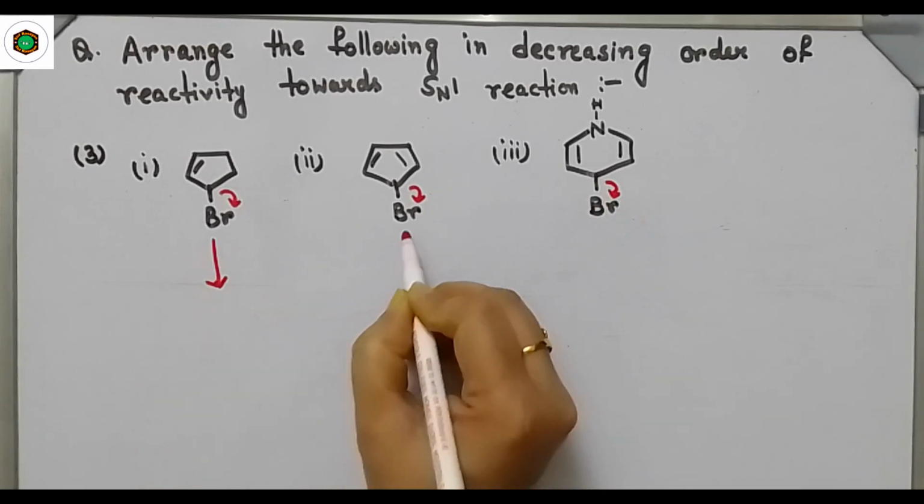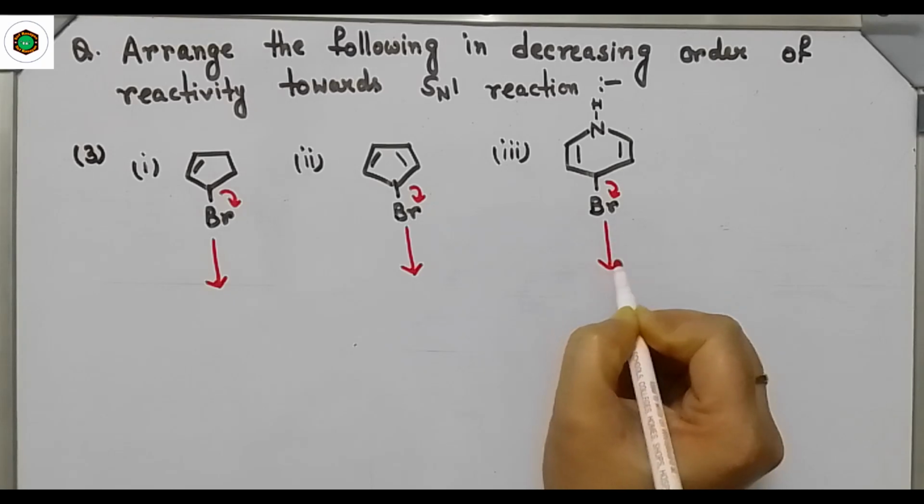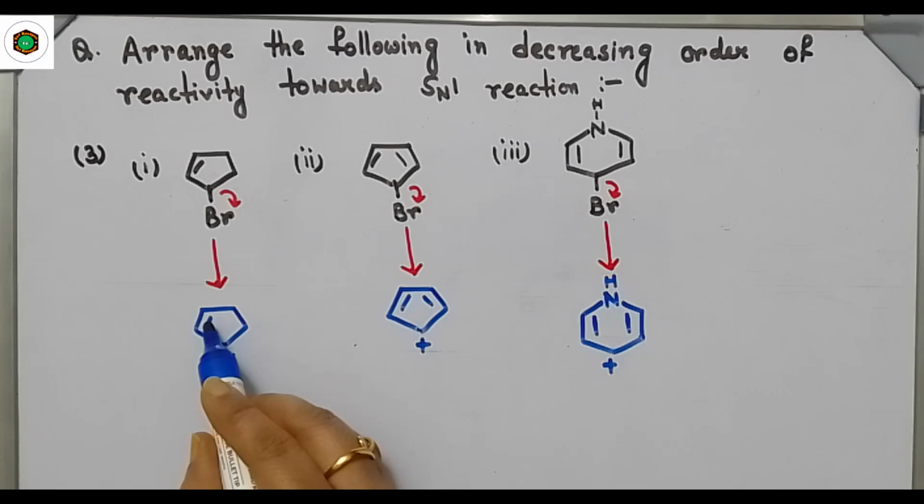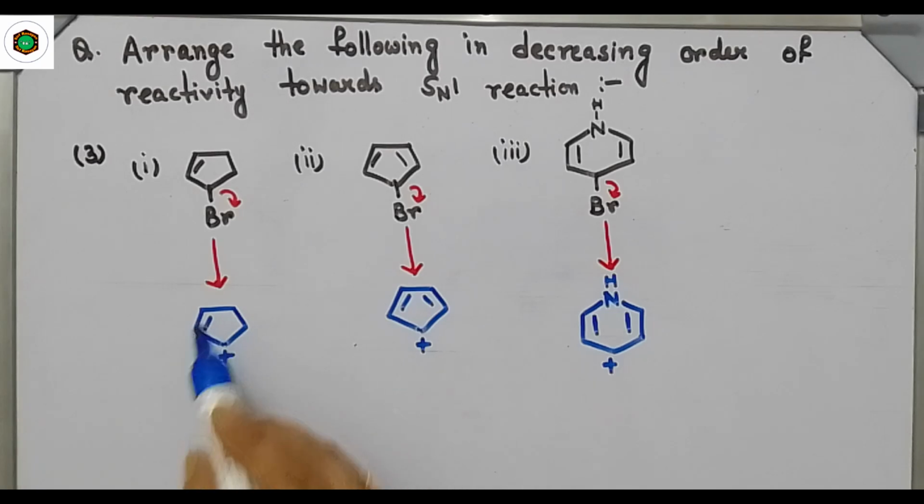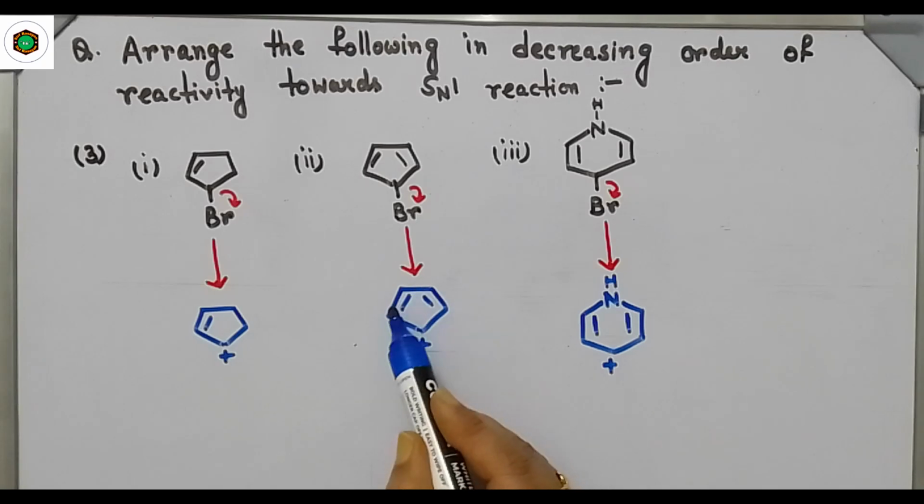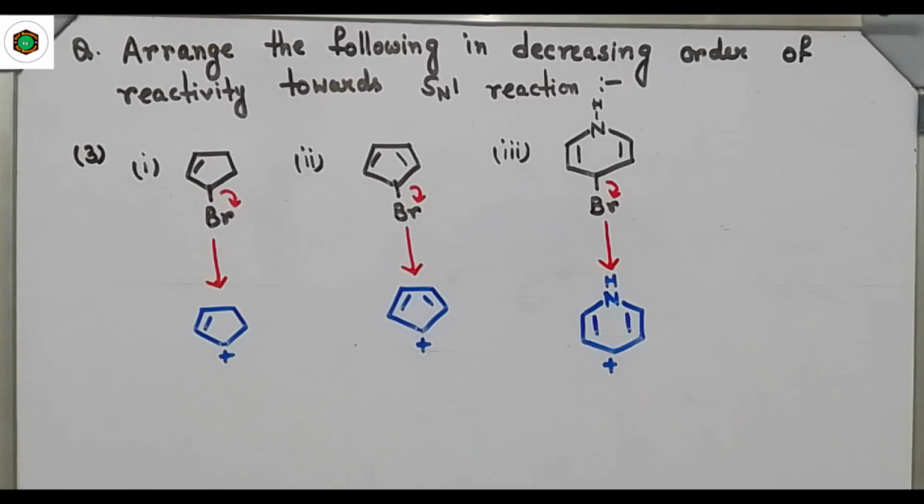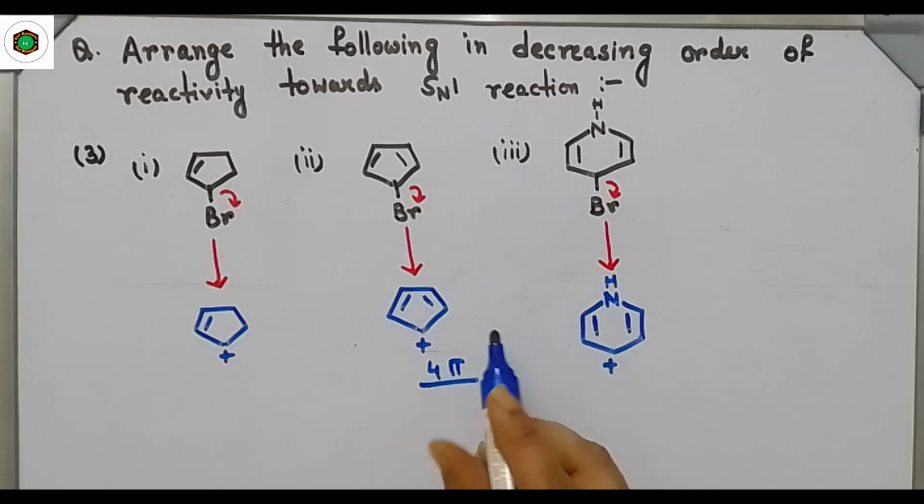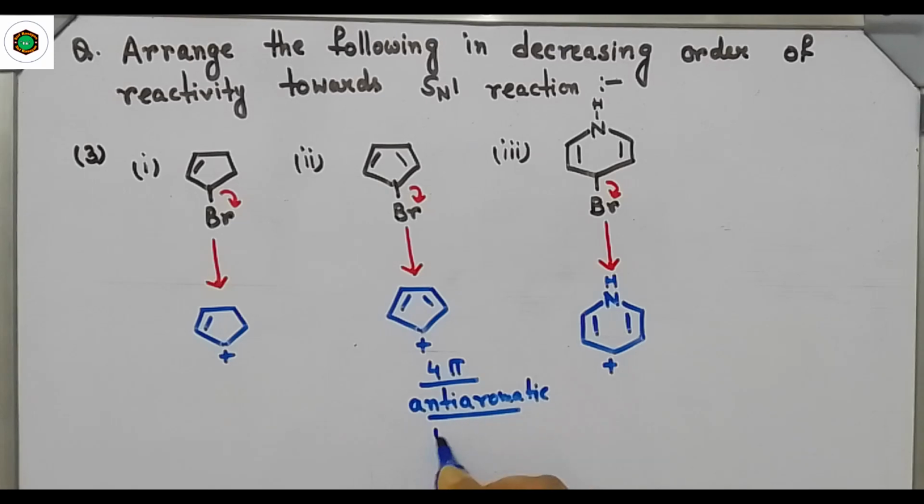Here you will get the following carbocations. Now see, this carbocation is stabilized by resonance with this double bond because it is at conjugated position. Here double bond, single bond, positive charge, single bond, double bond, single bond, then double bond. So it is a fully conjugated system, cyclic, planar, but it is having 4 delocalized pi electrons. So it is 4n pi electrons. So it is anti-aromatic, highly unstable.